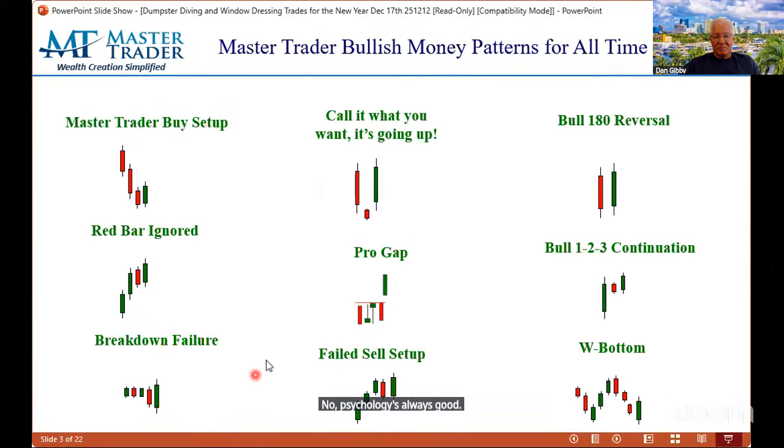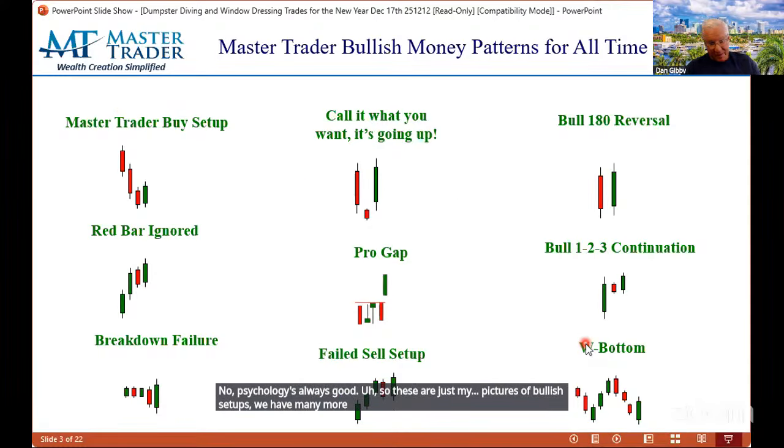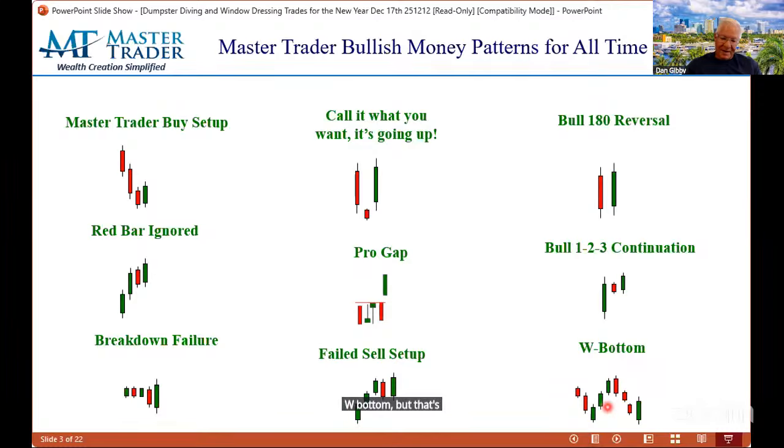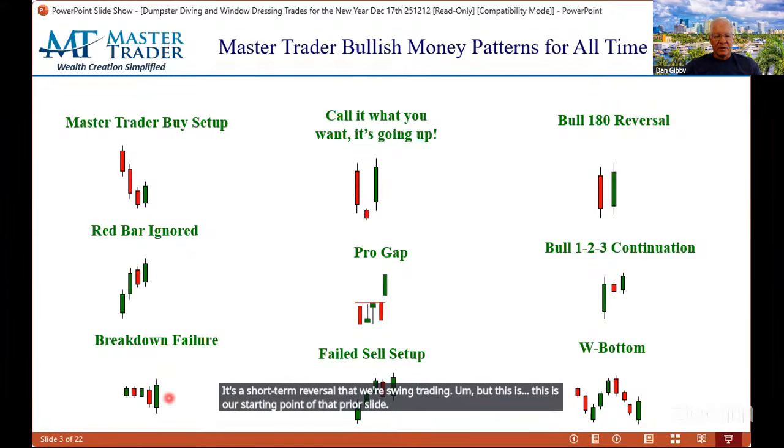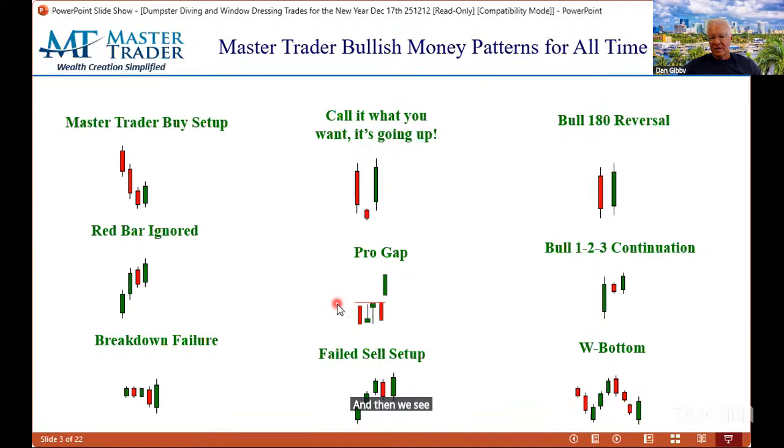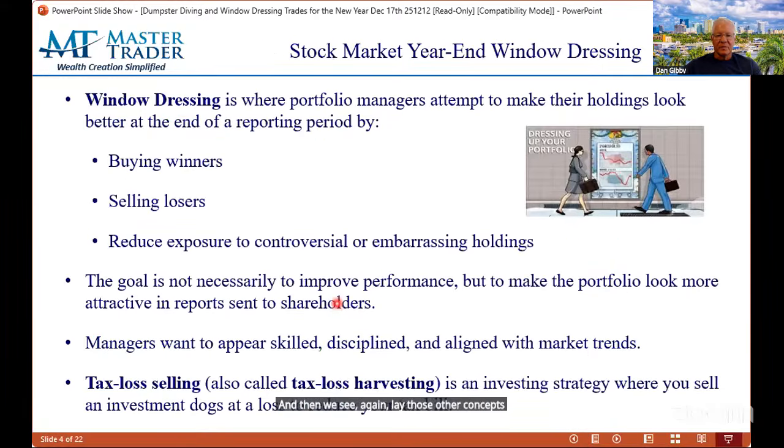So these are just nine pictures of bullish setups. We have many more. In fact, a bottoming pattern is not even on this list. W bottom is not a bottoming pattern. It's a short-term reversal that we're swing trading. But this is our starting point from that prior slide. And then we lay those other concepts on, and then we're ready to hit the button.